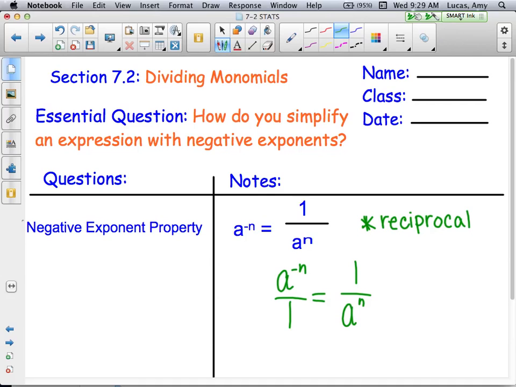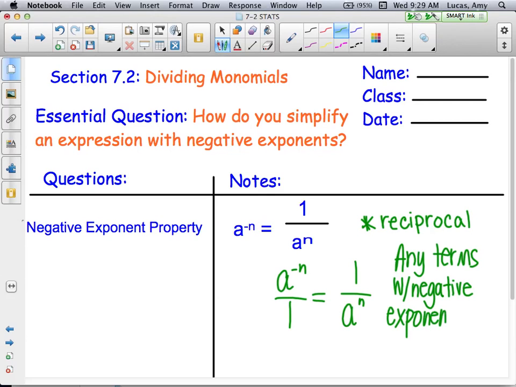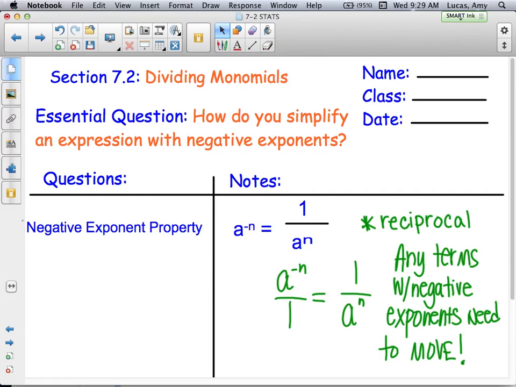So if you see a negative exponent, any terms with negative exponents need to move. That's what I want you to remember. So think move it, move it. Any terms with negative exponents need to move. If they are on the top of a fraction, they move to the bottom to become positive. If they're on the bottom of a fraction, they move to the top to become positive, because a reciprocal means you're flipping that fraction around. And it's only the piece with the negative exponent that flips, not the rest of the term.